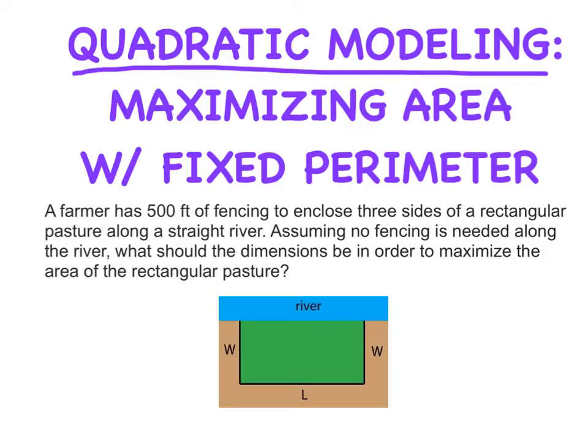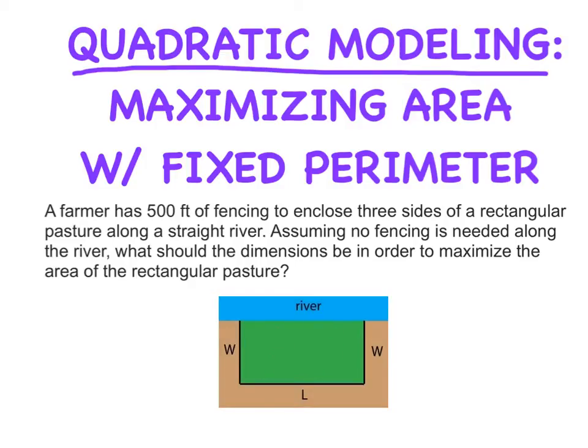And so here, whether you have ever dreamed about being a farmer or not, regardless, I think tonight you're going to get just a real nice taste of how powerful this math is. We've got 500 feet of fencing to enclose 3 sides of a rectangular pasture. So we're going to put fencing here, here, and up this way. Assuming that no fencing is needed along the river here, what should the dimensions be in order to maximize the area of the rectangular pasture?